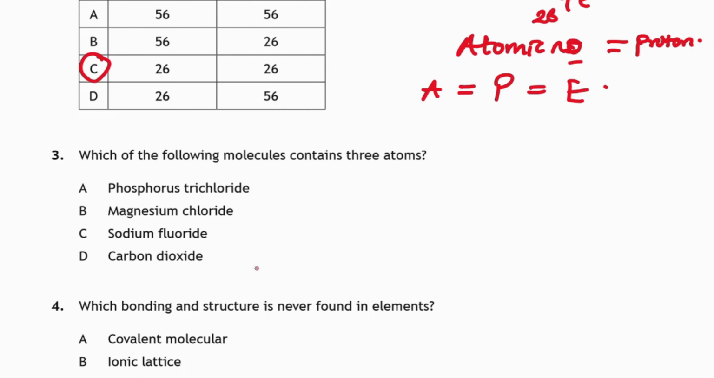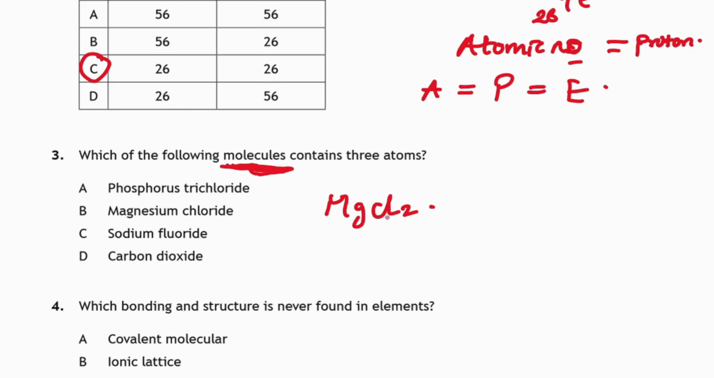And the third one is, which of the following molecules contains 3 atoms? Okay, this tells us molecules are formed by covalent bonding, not by ionic bonding. So our answer should be a covalent compound, and any compound that is not covalent is not going to give us our answer. Now the first is phosphorus trichloride. Trichloride is already telling us the chlorine is 3, plus the phosphorus, so we are having more than 3 atoms here. Now the second one is magnesium chloride.